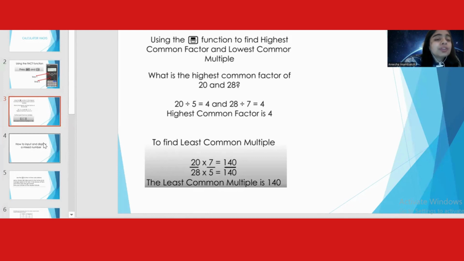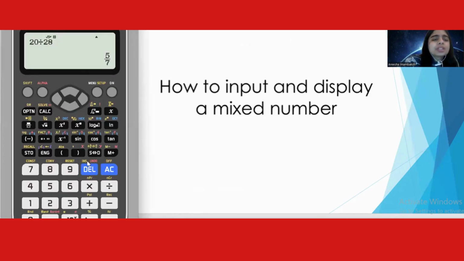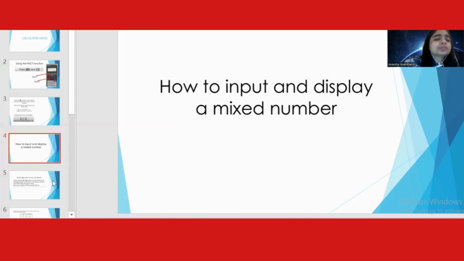Okay. Many people don't even know how to put a number as a mixed number. So for example, if it is 6/5, how it will come as a mixed number. So that is simply shift SD. And this is how you get it as a mixed number. If you want it in decimal, you can get it. Shift SD would give it to you in the mixed number form.